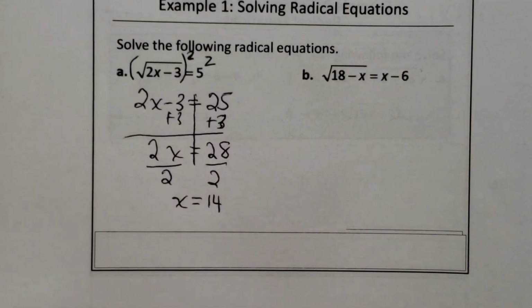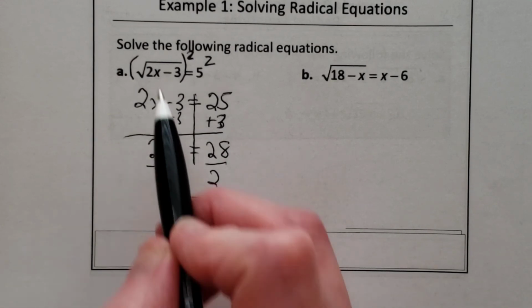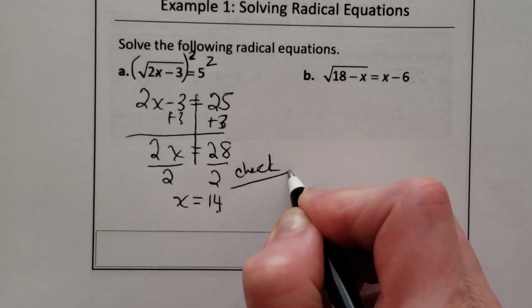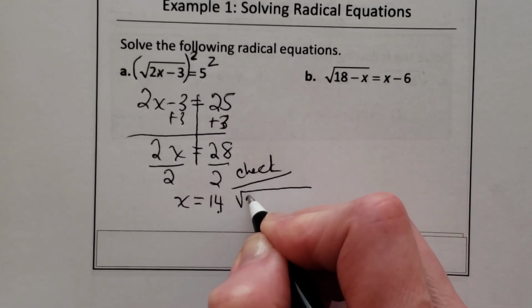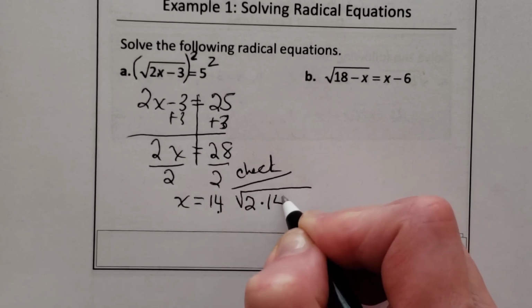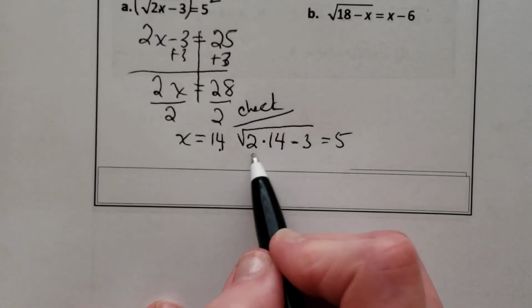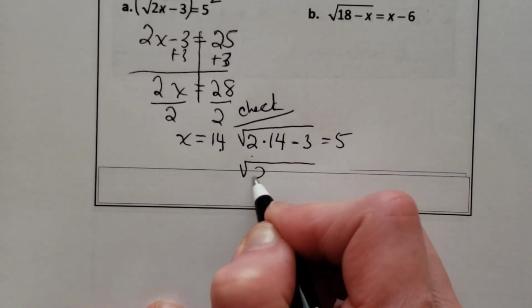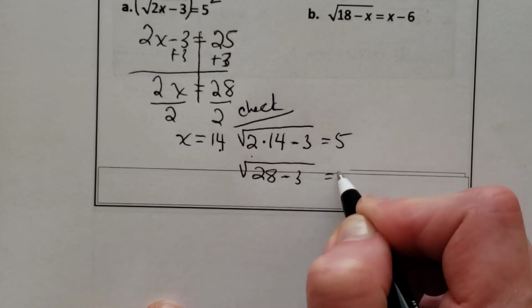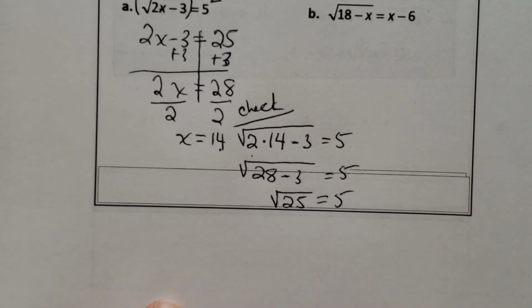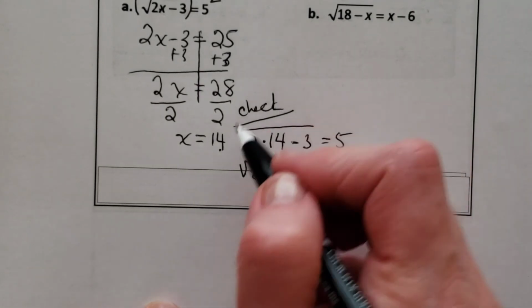Now, it's important when you solve radical equations, you have to always check your answer. So you take 14 and you plug it back in for the x. So I'm going to check my answer. I want to make sure this statement is true. So 2 times x, which is 14, minus 3, does that equal 5? Well, 2 times 14 is 28, and 28 minus 3 is 25, which tells me the square root of 25 is 5. Is that true? Yep, that's true. So my answer is correct.